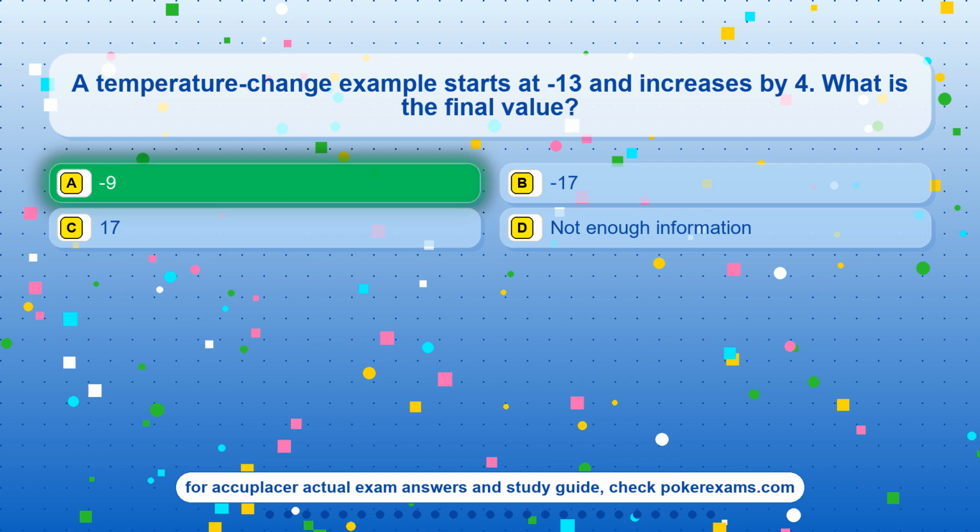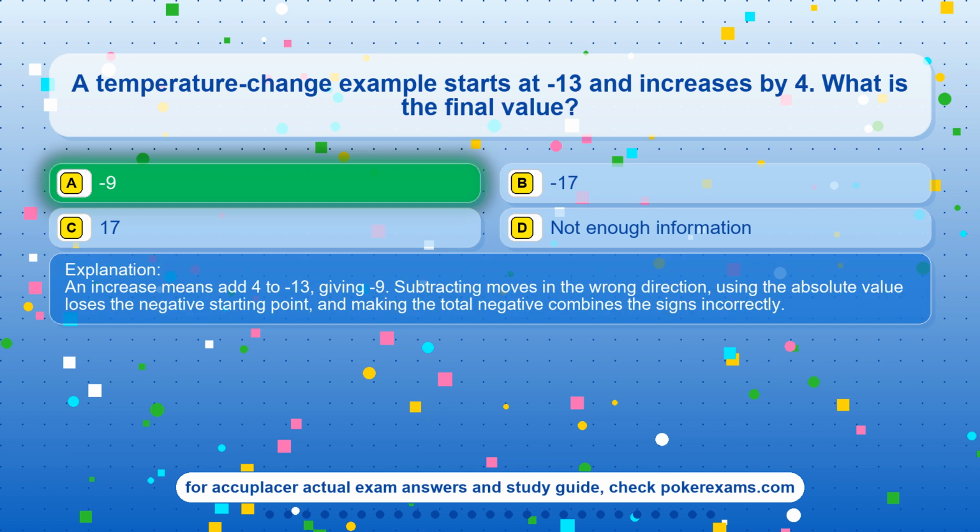The correct answer is option A, -9. An increase means add 4 to -13, giving -9. Subtracting moves in the wrong direction, using the absolute value loses the negative starting point, and making the total negative combines the signs incorrectly.